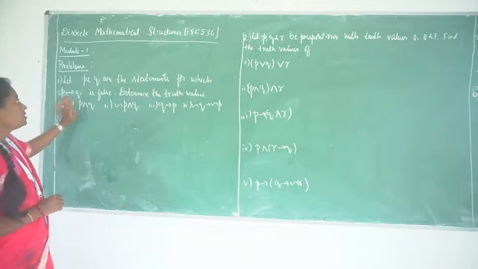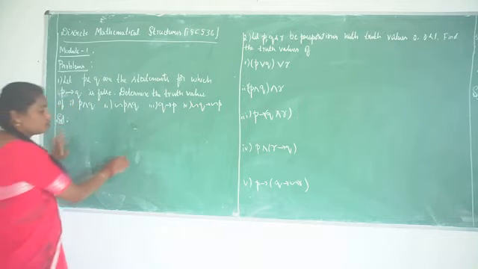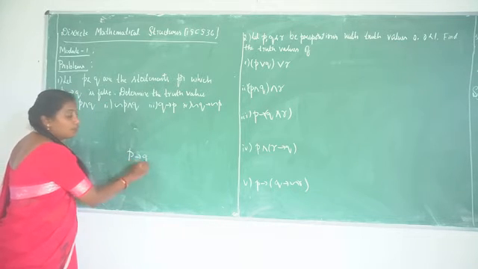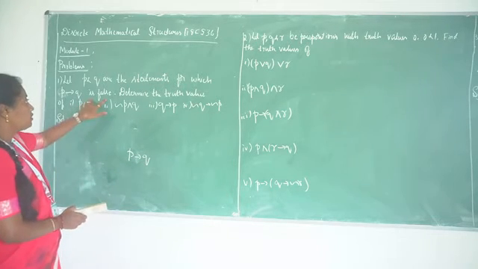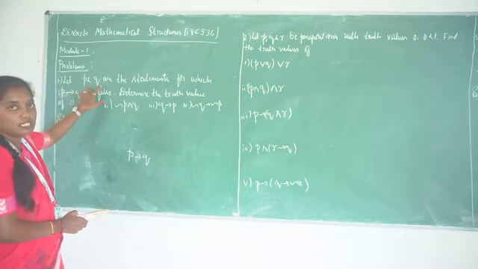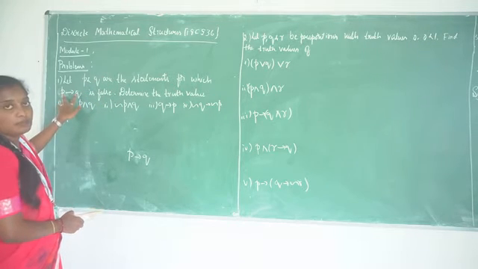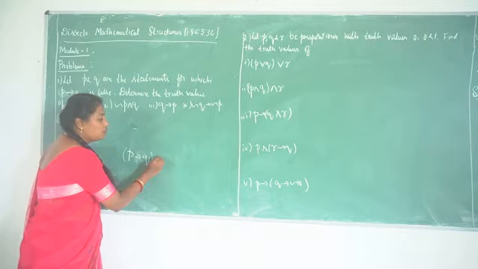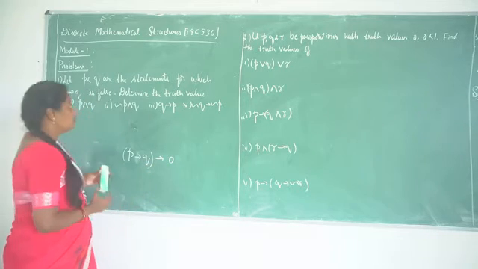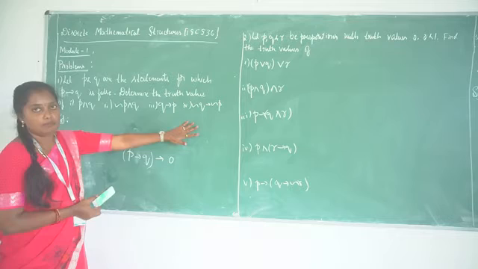The first problem is: P and Q are two statements for which P implies Q is a conditional proposition, and it is false. The given statement is that the conditional proposition P implies Q is false, that is, the value of this proposition is 0. Now we have to determine the truth values of the following compound propositions.